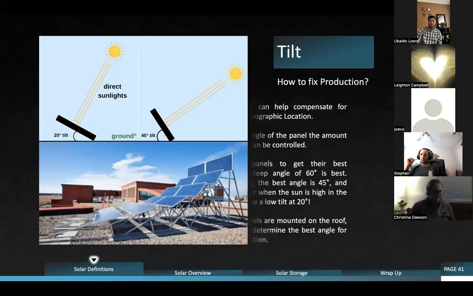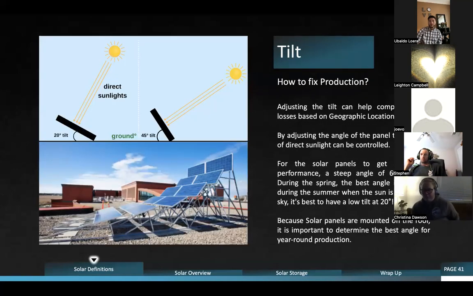Okay, so this is how to fix the production. Adjusting the tilt can compensate for losses based on the geographic location. By adjusting the angle of the panel, the amount of direct sunlight can be controlled. For solar panels to get their best performance, the steep angle of 60 is best. During the spring, the best is at 45, and during the summer, when the sun is at its highest, it's best to have a low tilt of 20 degrees. Because solar panels are mounted to the roof, it's important to determine the best angle prior for year-round production.